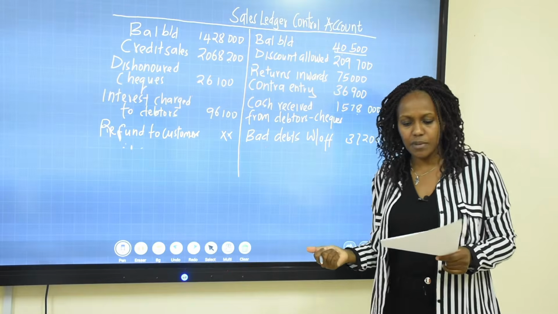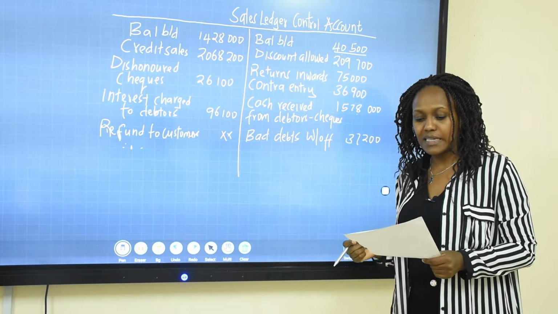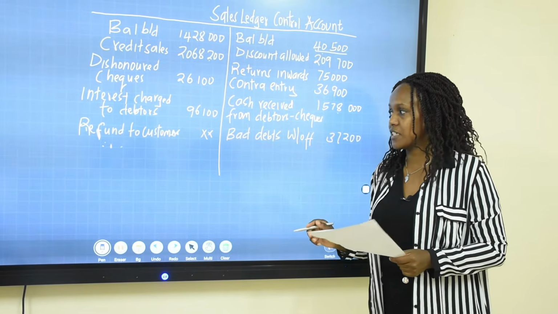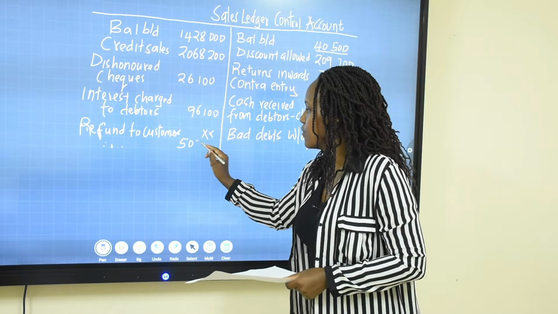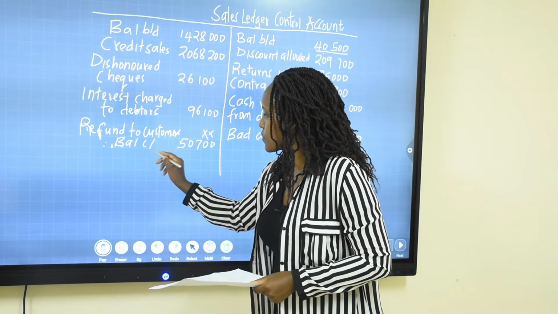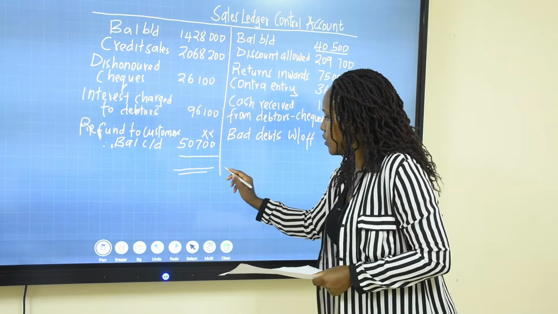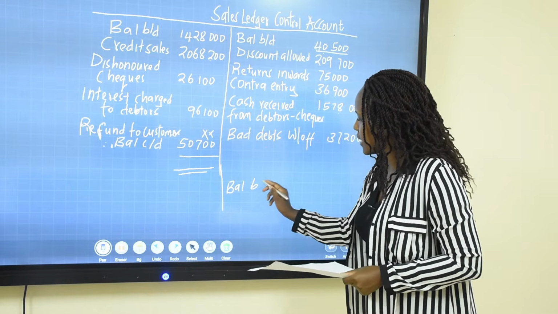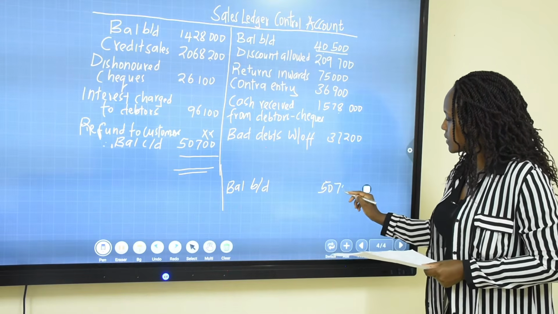So what we have remaining in this account is the balance carried down. We have been told in our question that the balance carried down for the sales ledger is a credit balance of 5070. For it being a credit balance, we are going to put it here in the debit side first as a balance carried down. And because it is a credit balance, once we get the total on both sides, the balance brought down is going to be on the credit side. So that the same 5070 is a credit balance.